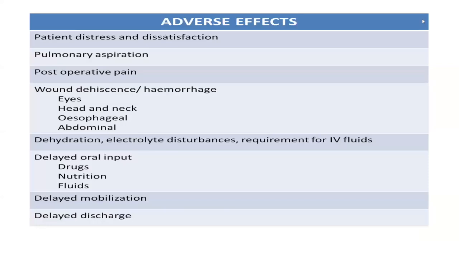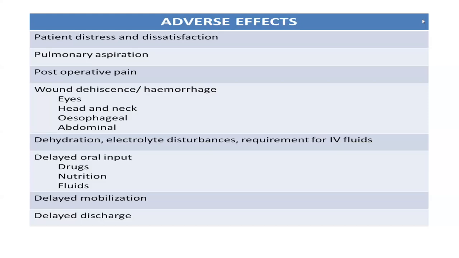And then some of the adverse effects. So patients do get distress and dissatisfaction. You can get a pulmonary aspiration, since some of these patients might have issues in terms of their airway reflexes. They do get postoperative pain, which is an issue because if they have an abdominal surgery and they're now retching, causing abdominal contraction, that would be an issue. They can have wound dehiscence and hemorrhage, especially patients that are having eye surgery, ear surgery, head and neck surgery, and they can also have an esophageal rupture.